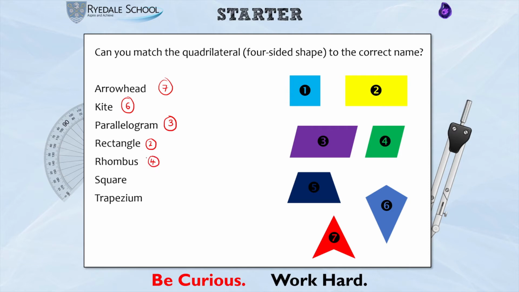Please never refer to a rhombus as a diamond because that will be marked incorrectly. The square is number 1. And I've done a very special type of trapezium here. This is called an isosceles trapezium because 2 of the sides are the same length. But that one was number 5. Did you get them all right?